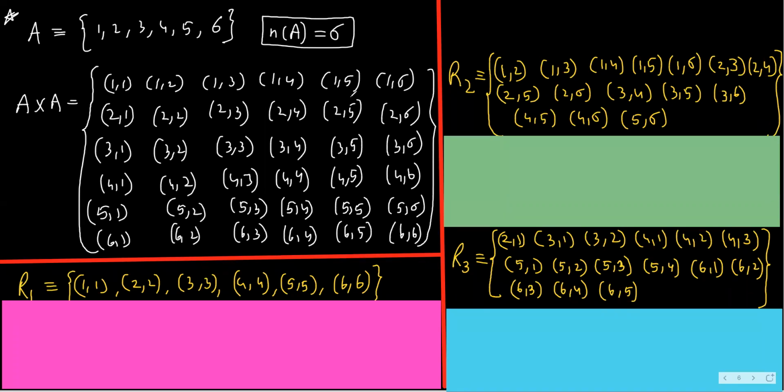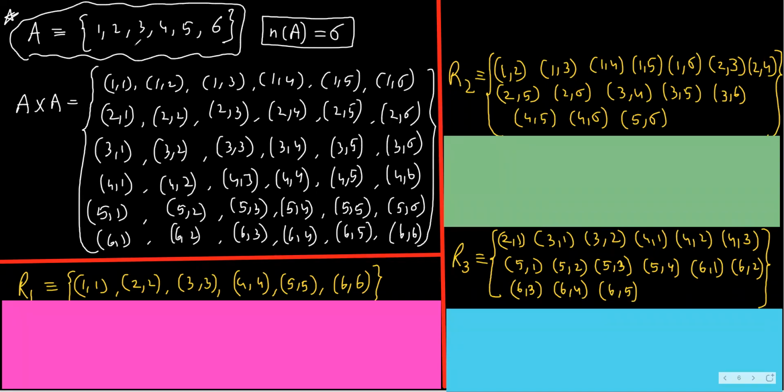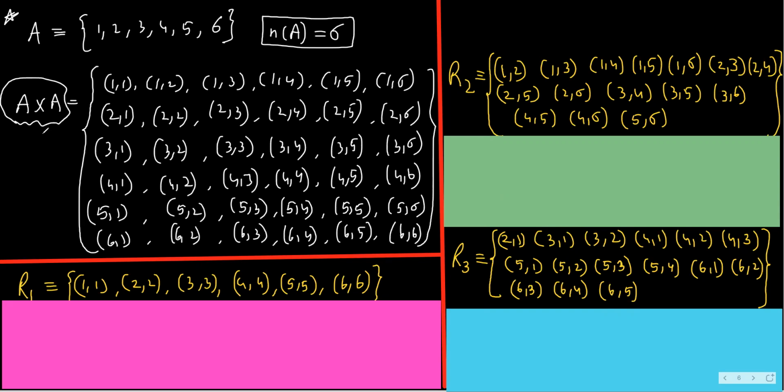So when I find A cross A, I have 36 elements, which you see on your screen. What am I planning? I'm planning to define a few binary relations on set A. Why do I call those relations binary relations? Because I'm going to define the relation from set A to set A, that is, relations which are going to be subsets of A cross A. Remember, students, whenever you have a subset of A cross A, you will say binary relation on A.